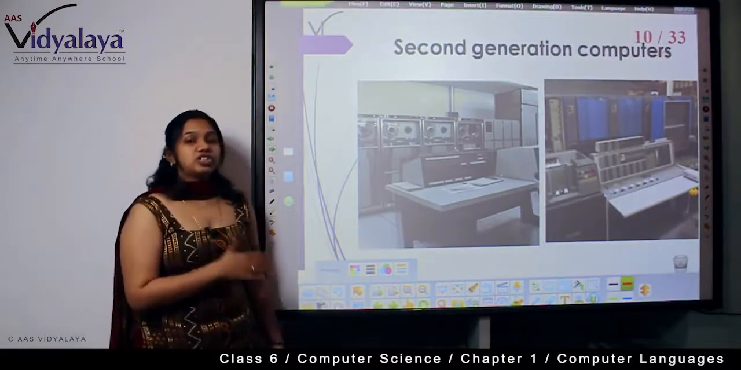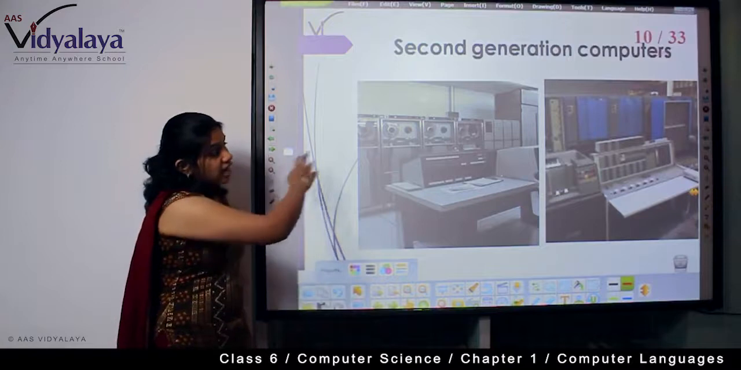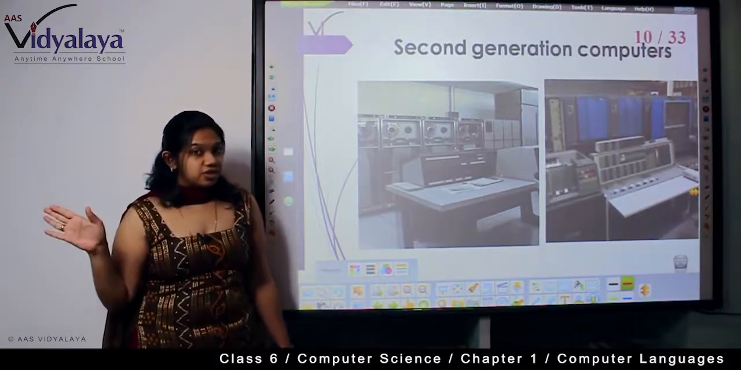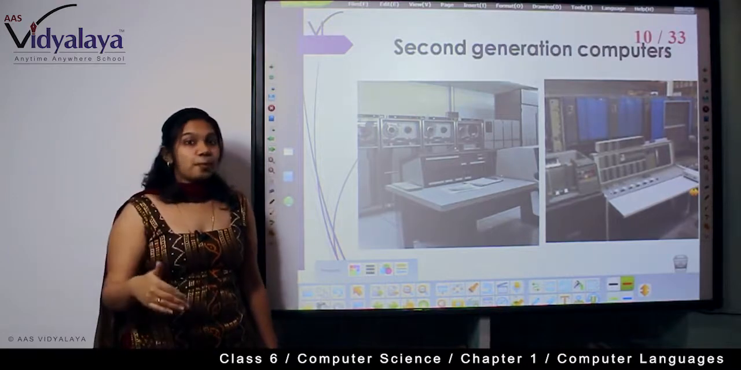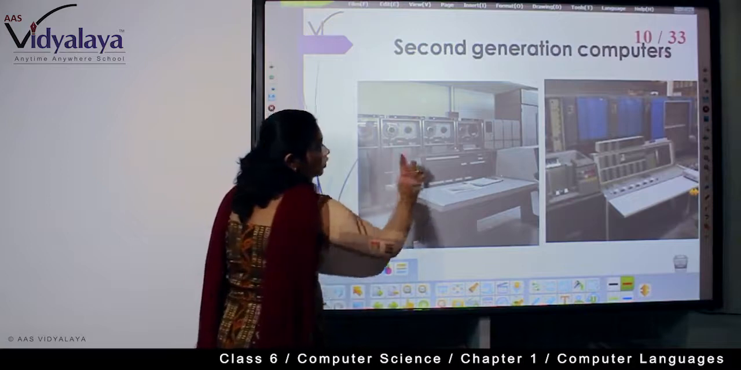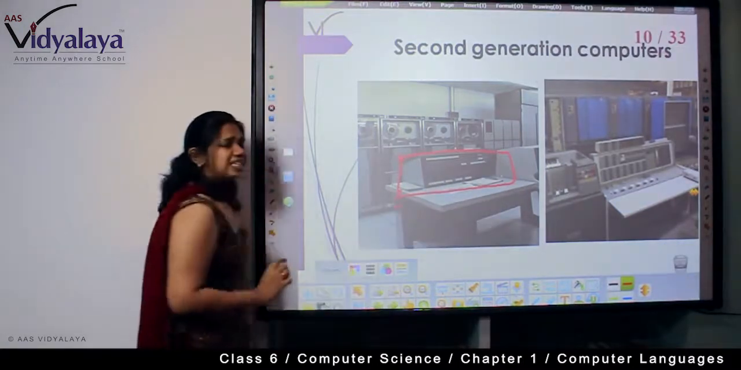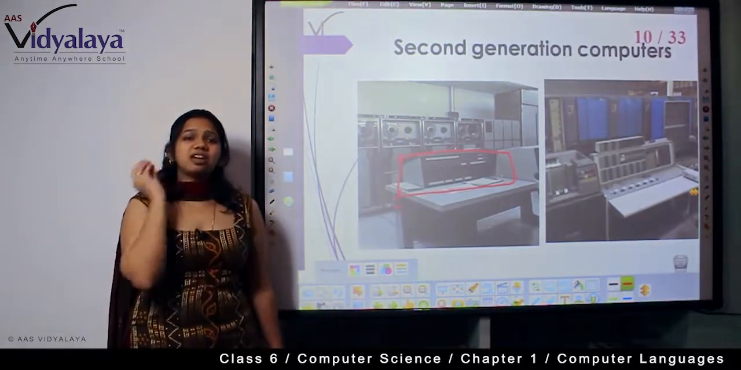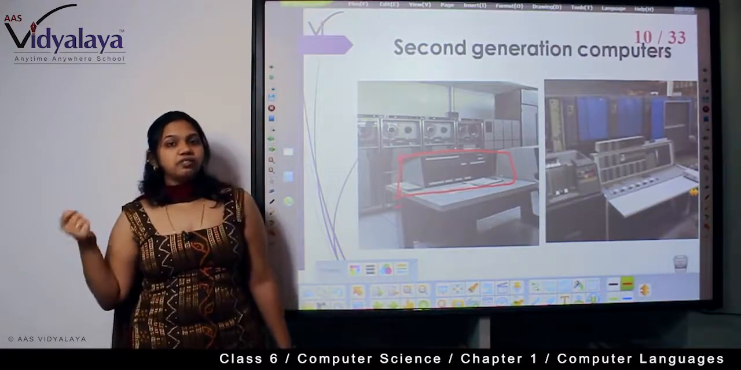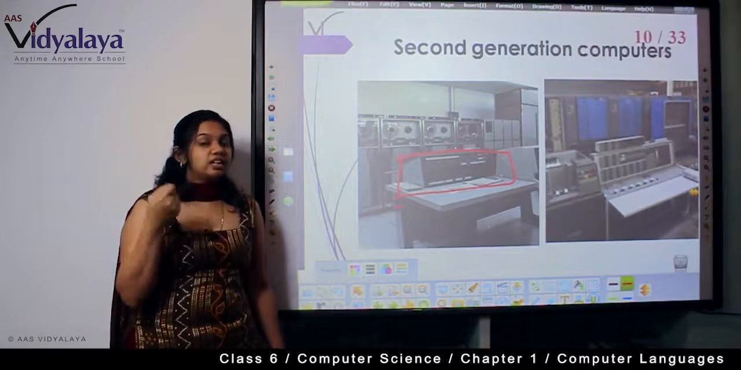The second generation computers were still huge, but not as big as the first generation computers. They were more compact than them. But still, we had a panel of input slots. What are these input slots? These are plug-in places where people input their data.